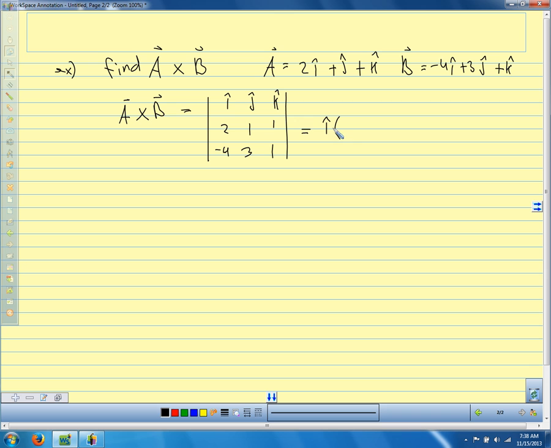So this is going to be i hat times 1 minus 3. Minus j hat times 2 minus negative 4, so 2 plus 4. And plus k hat times 6 minus negative 4. So I always have to write it out like this, or I make mistakes in my arithmetic. So this is going to be minus 2i hat minus 6j hat plus 10k hat. So that would be my cross product.